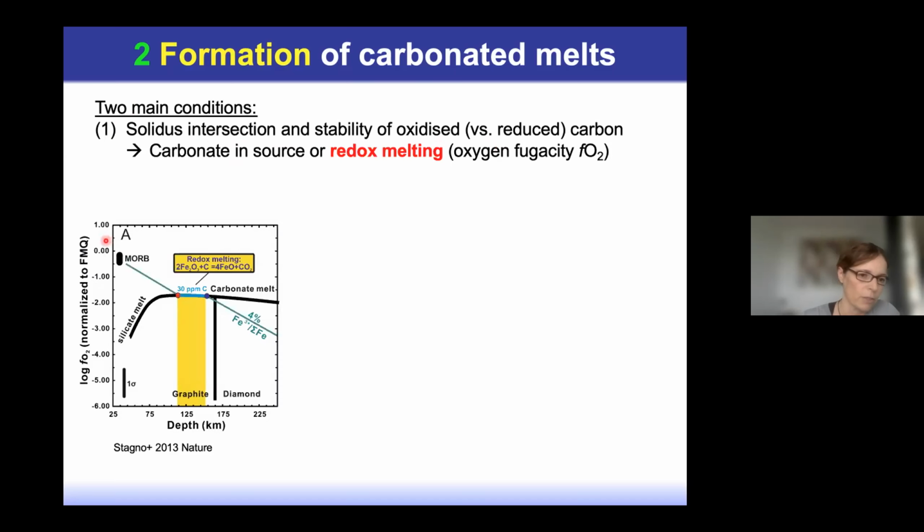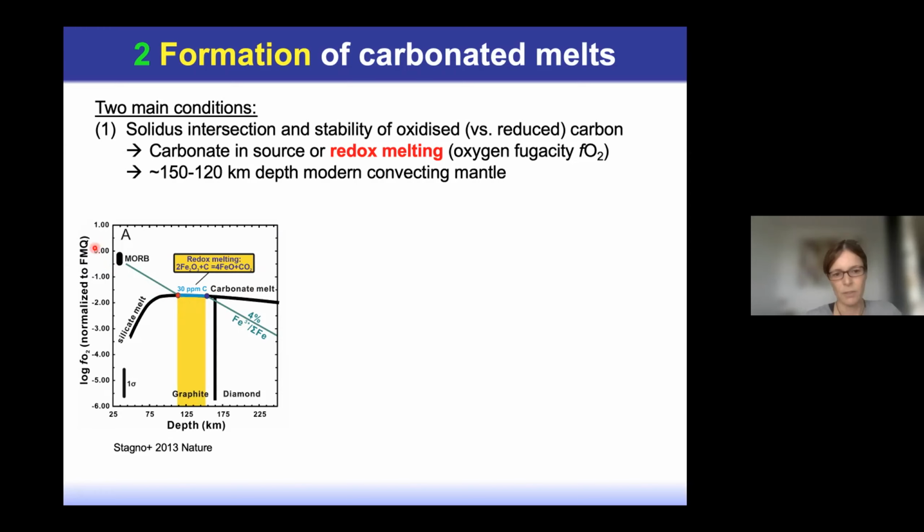So this is a plot of oxygen fugacity relative to the fayalite-magnetite-quartz buffer as a function of depth. This is from Stagno et al. This is basically for oceanic lithosphere, which is decompressing. It has about 4% ferric over total iron. And as it decompresses, it becomes less reduced, more oxidizing. And eventually it intersects this reaction, which is the redox melting reaction. And then about 30 ppm of carbon in the source will be oxidized to CO2. And some amount of that ferric iron will be reduced, and the remaining parcel then goes on this path here.